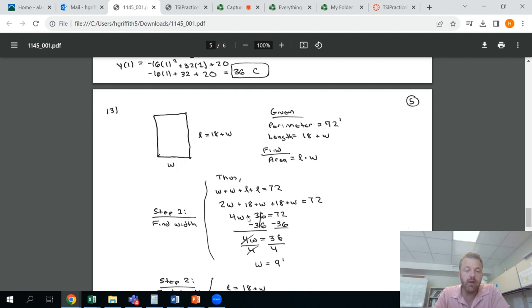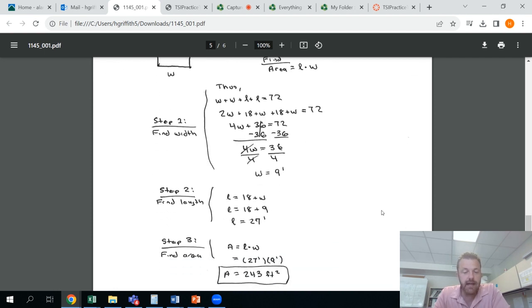How do you solve for W? Begin by isolating the 4W: subtract 36 from both sides. You get 4W equals 36. To isolate W, divide both sides by 4, and you get that W is equal to 9. Now, if you know the width is 9, what is the length? Remember, the length is 18 feet more than the width. 18 plus 9 is 27. So the width is 9 and the length is 27.